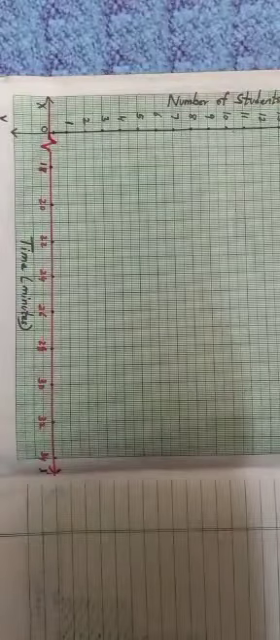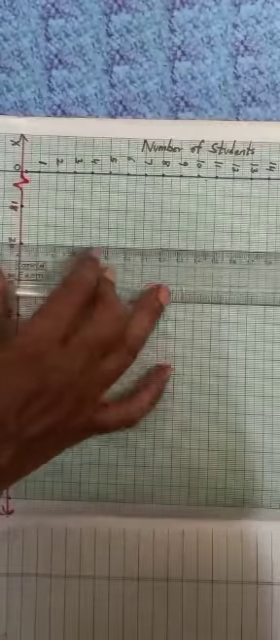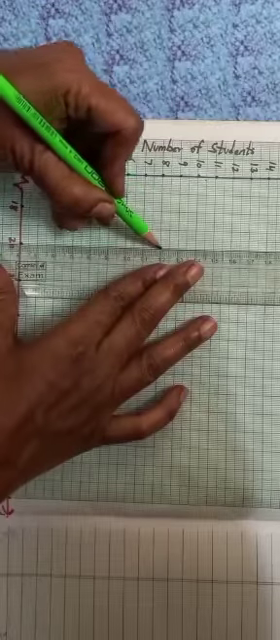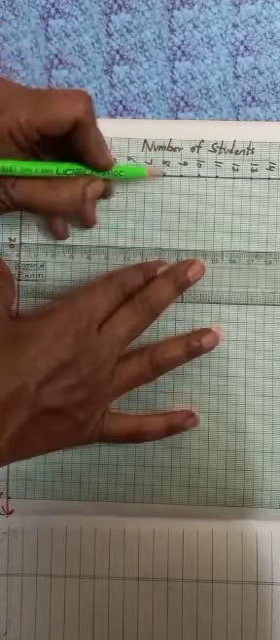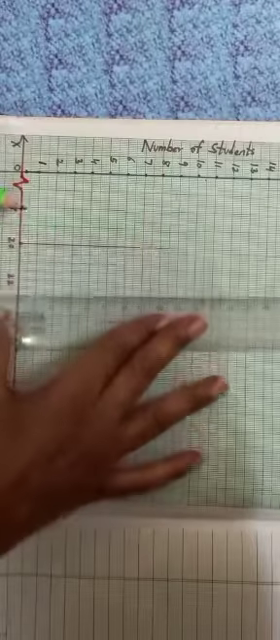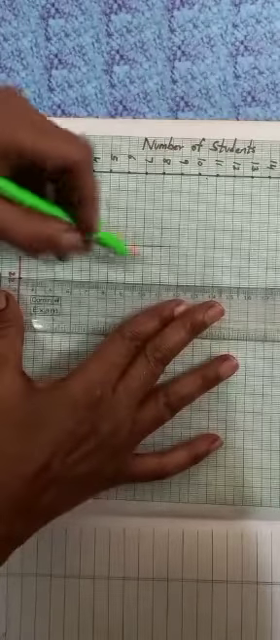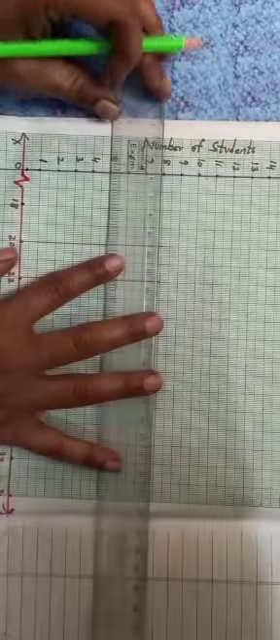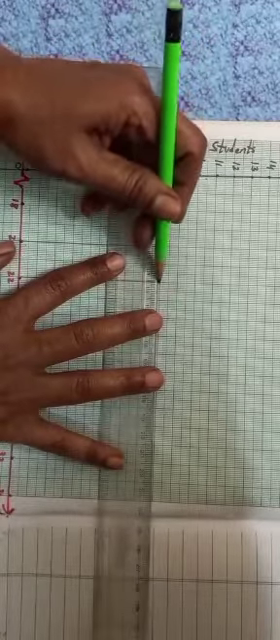Now, for 20 to 22, the frequency is 8. So frequency 8 means the height is 8. So here we will draw like this, see, 8. Now, for the next one, 22 to 24, it is 16.